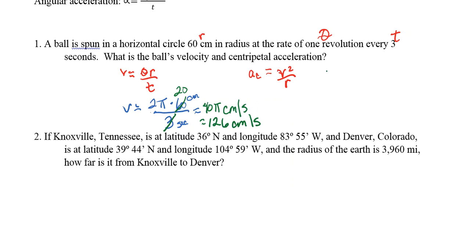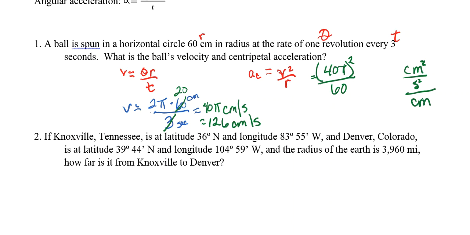So I'm going to come over here. I've already found v. I'm not going to use the 126. I'm going to use the exact answer of 40 pi. So 40 pi, I'm going to square that. I'm going to then put it over r, which is our radius, which is 60. This 40 pi squared, it is centimeters per second squared. So if we think about our units, we're taking centimeters per second and we're squaring both of those. Then we're dividing by r, which is our radius, which is in centimeters. I should have written centimeters there, not 60.